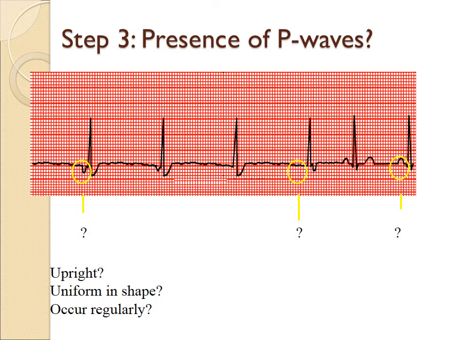Then I look at the P waves. Is there a P wave in front of every single QRS? Is it upright? Because it should be upright in lead 1. Is it uniform in shape? Are they all the same? Do they occur always the same? And some different ECG dysrhythmias will be diagnosed based on these sorts of changes.